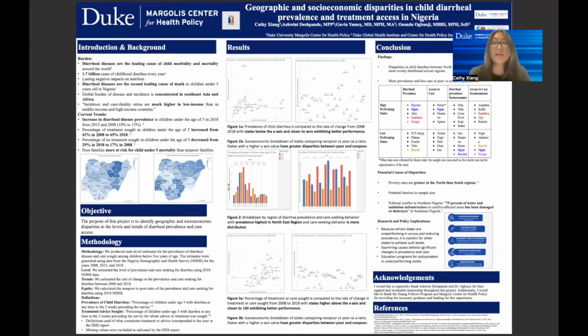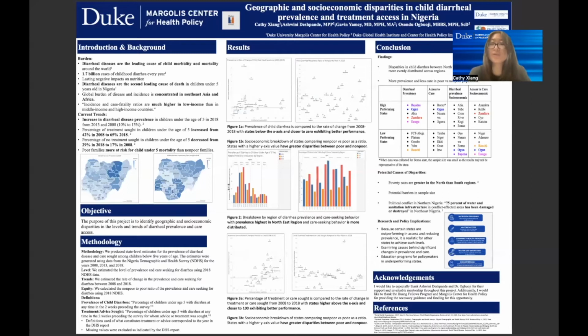So given these preliminary findings, it's particularly worthwhile to explore and further identify the geographic and socioeconomic disparities in levels and trends of child diarrhea prevalence and care, which was the objective of my research project this summer. For this project, we used the Nigeria Demographic and Health Survey to generate state-level estimates of prevalence and care from the 2008, 2013, and 2018 datasets.